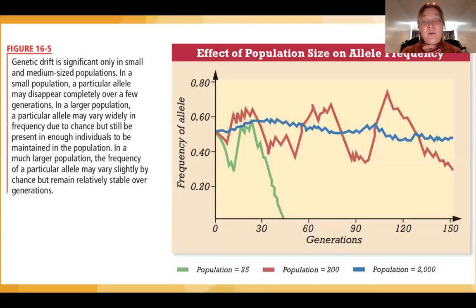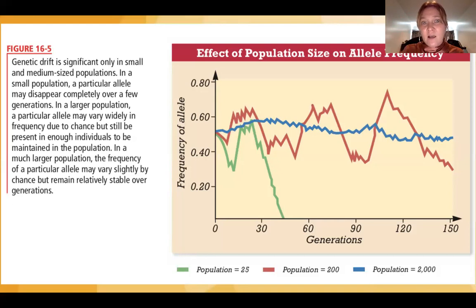Okay, so the major point there is that genetic drift is much different from natural selection because it's completely random, and it is not necessarily a result of fitness or adaptation or anything like that. It just happens to be random events that occur.